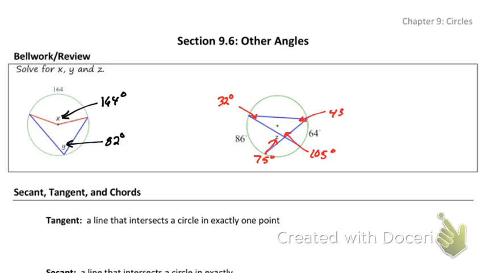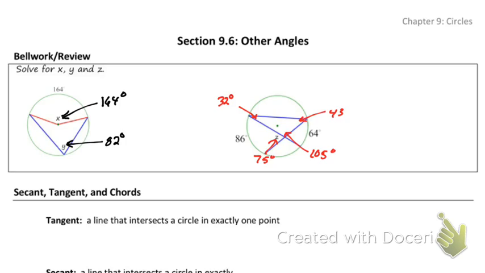So we use the fact that this is an inscribed angle, which gave us the 32 and the 43, because it's half of 64 and half of 86. And then we just have a triangle, and then we have 75.